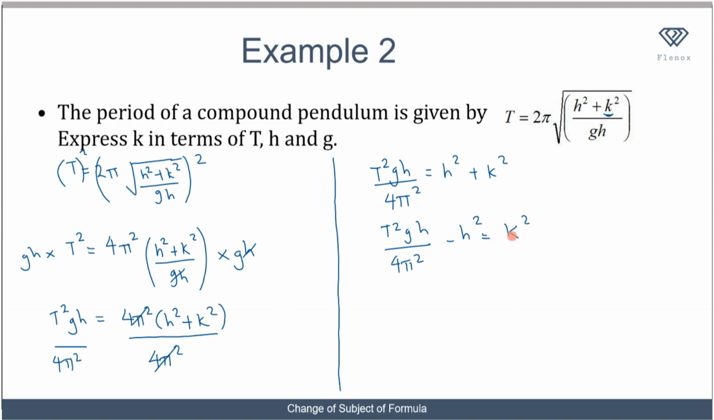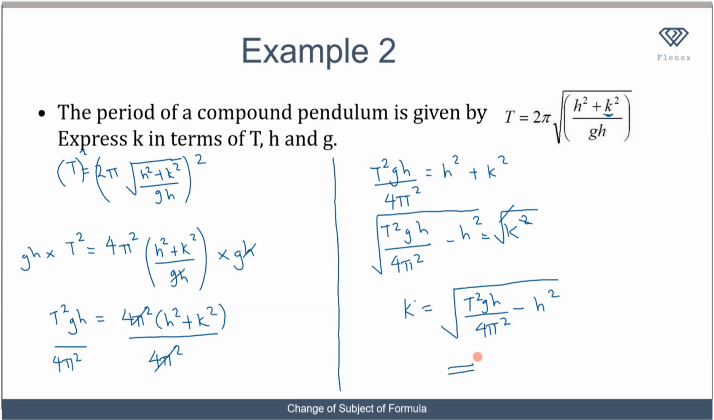And to make k the subject of the formula, or to remove this square sign, what do I have to do? I need to find the square root of both sides of the equation. So when I find the square root of both sides, this square cancels this square root. So I'm left with what? K now will be equal to the square root of what? Of t squared gh over 4 pi squared, then minus h squared. So we have expressed k in terms of t, g and h.